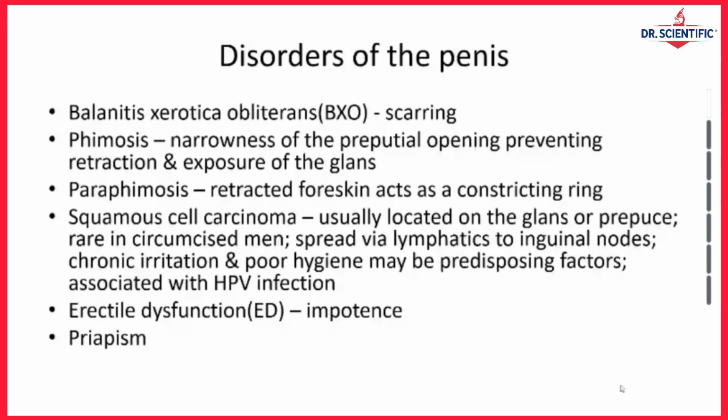Then we have, of course, squamous cell carcinoma, because just like any part of the skin, the penis can also be affected by squamous cell carcinoma, usually located at the glans, so it can affect the glans or prepuce. Usually this is rare in circumcised men because it tends to affect the prepuce and the glans. So maybe this could be an argument to encourage men to get circumcised, especially early. For those who circumcise early, it tends to be rare.